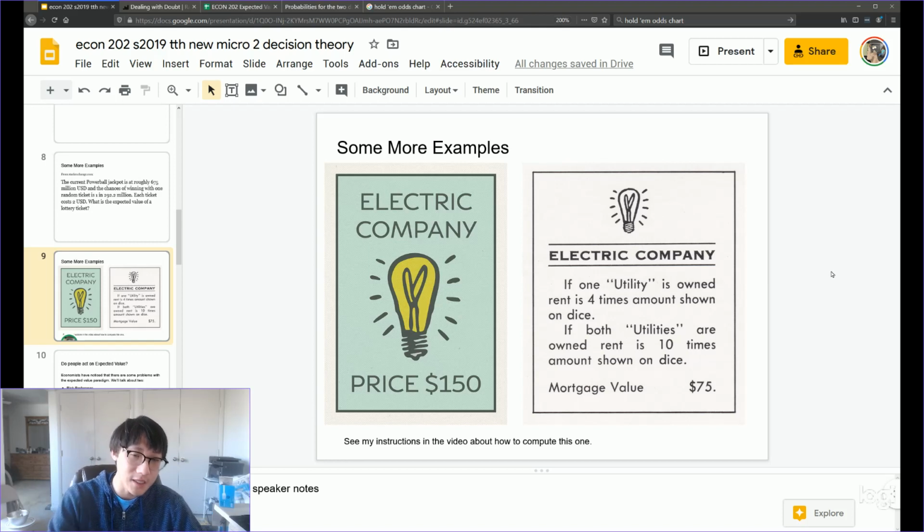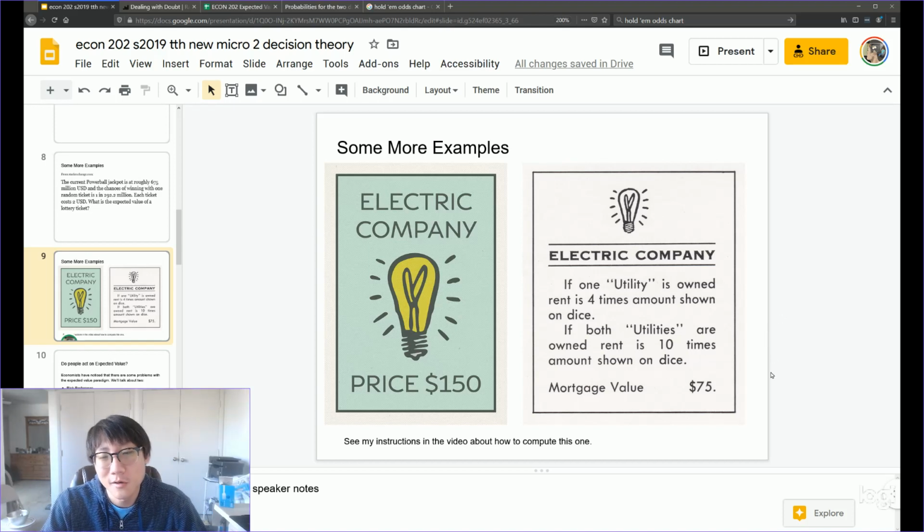When somebody lands on them, instead of always paying the same amount every time, it's kind of random how much you get paid. What happens is if you own one utility, that is to say you own either the electric company or the waterworks, the rent, or the amount that they have to pay, is 4 times the amount shown on the dice. If you own both utilities, then you're paid 10 times the amount shown on the dice.